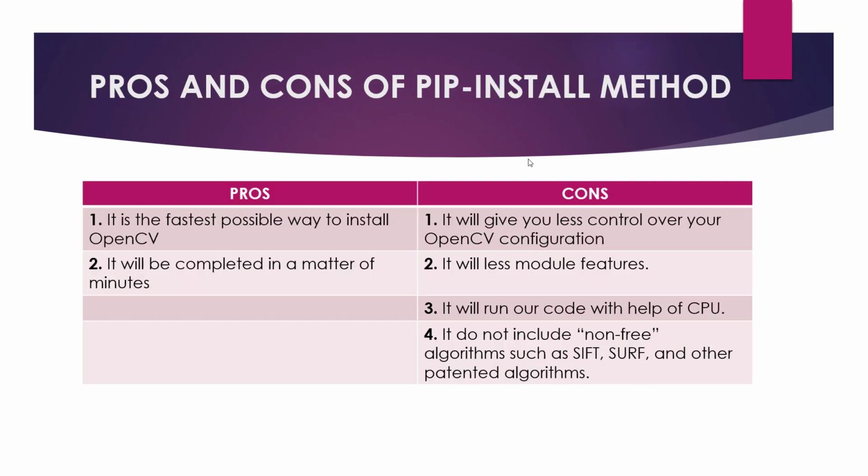The pip install method is the fastest possible way to install OpenCV. It will be completed in a matter of minutes. But it gives less control over the OpenCV configuration and has fewer features and modules. It will run our code with the help of the CPU. It does not contain non-free algorithms and patented algorithms.